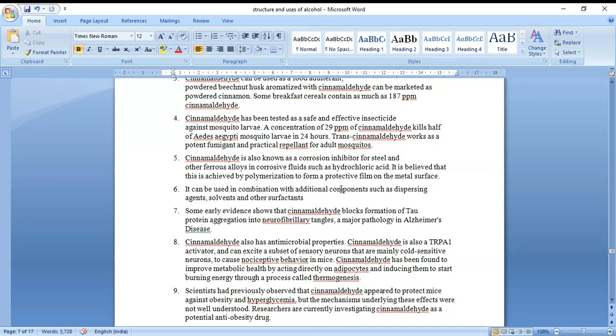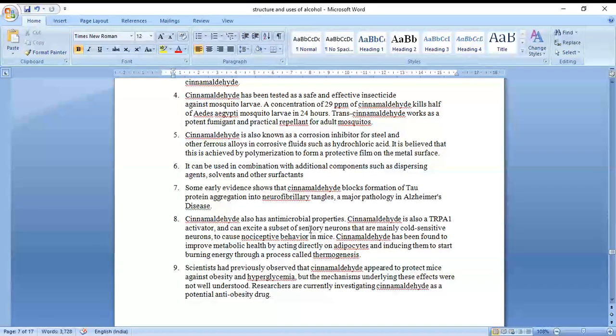It generally acts as a corrosion inhibitor by forming a protective film on the metal surface. It can also be used in combination with other compounds like dispersing agents, solvents, and other surfactants. And some early evidence suggests that cinnamaldehyde blocks the formation of protein aggregation into neurofibrillary tangles. So this pathway is the main one in Alzheimer's disease.